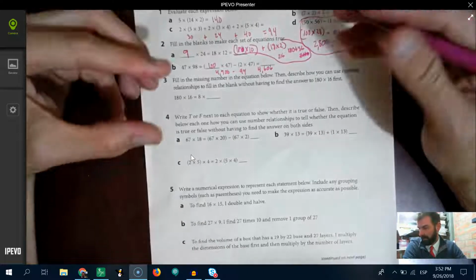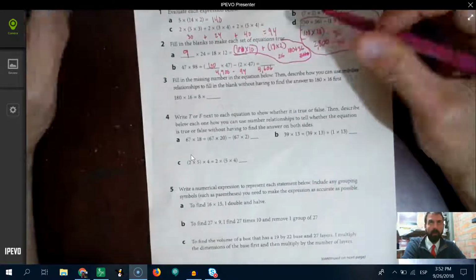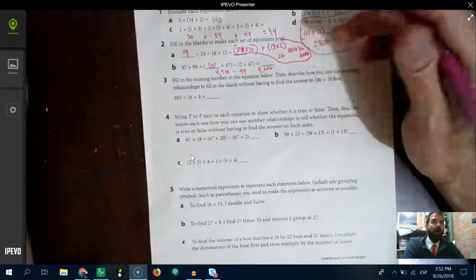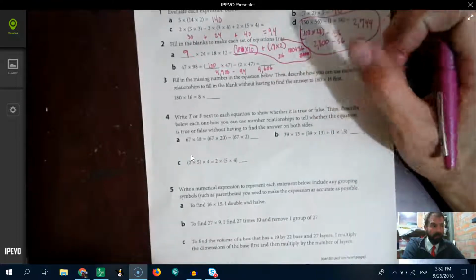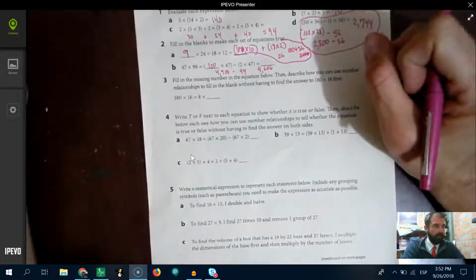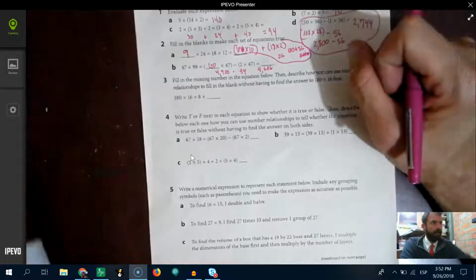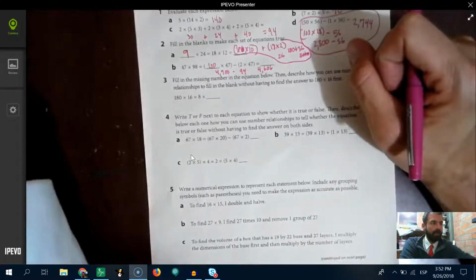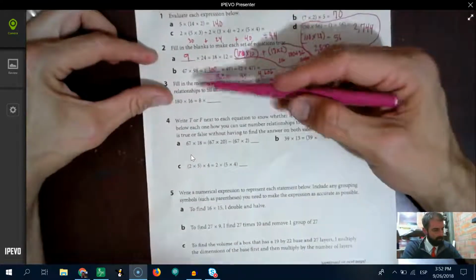So I need to know the relationships between numbers. Well, let me think. I know about breaking numbers apart. I know about the doubling and halving. I know I can start multiplying any number I want if all I'm doing is multiplying. Let's see if anything of that works.